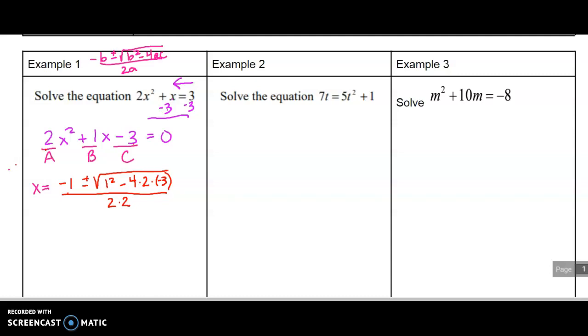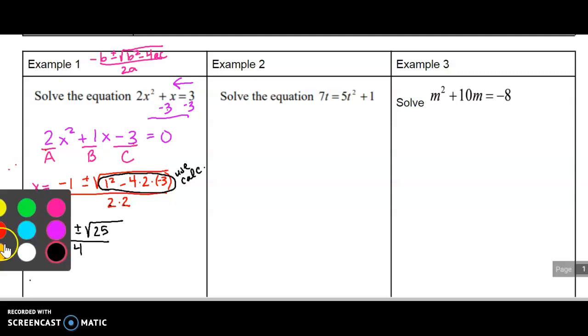But there is going to be some time involved to clean this up. So the first thing you do for cleanup is you want to do inside, and you can type all of that straight into a calculator. Don't hit the root though. So use a calculator, okay? So we get x equals -1 plus or minus a root, and I want to type that in. So 1 squared minus 4 times 2 times -3. I got 25. 2 times 2 is 4.